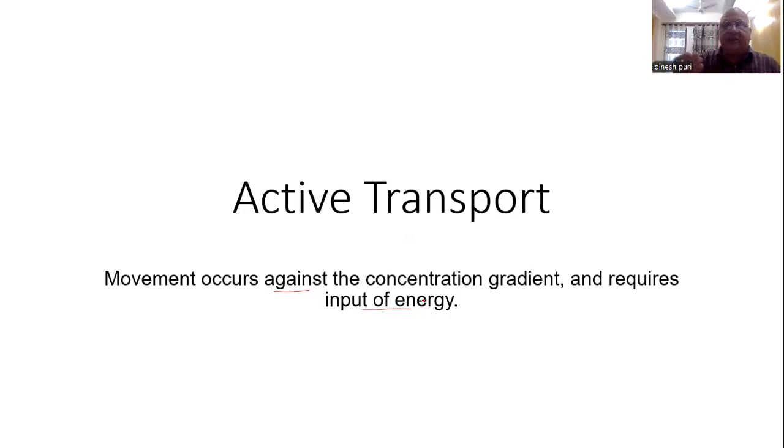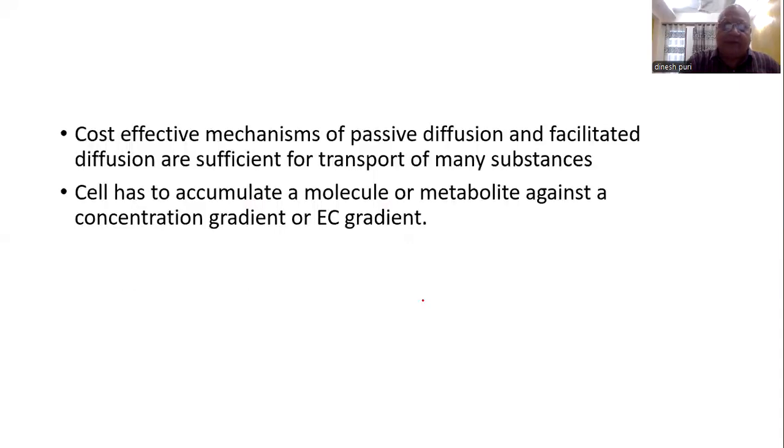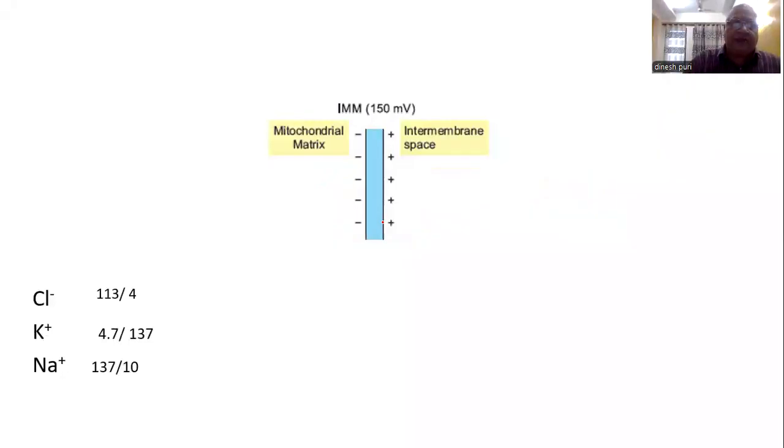So then what is the need of active transport when the more economic ways are present? The cost-effective mechanisms of passive diffusion and facilitated diffusion are sufficient for transport of most substances. But sometimes the cell has to accumulate a molecule or a metabolite against a concentration gradient or against the electrochemical gradient. And at these places, active transport is required.